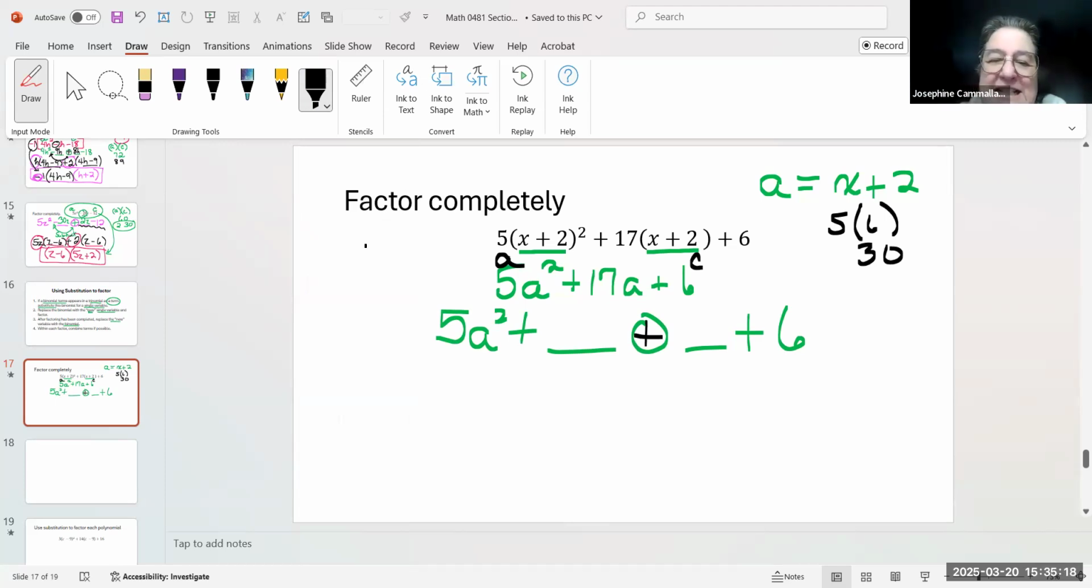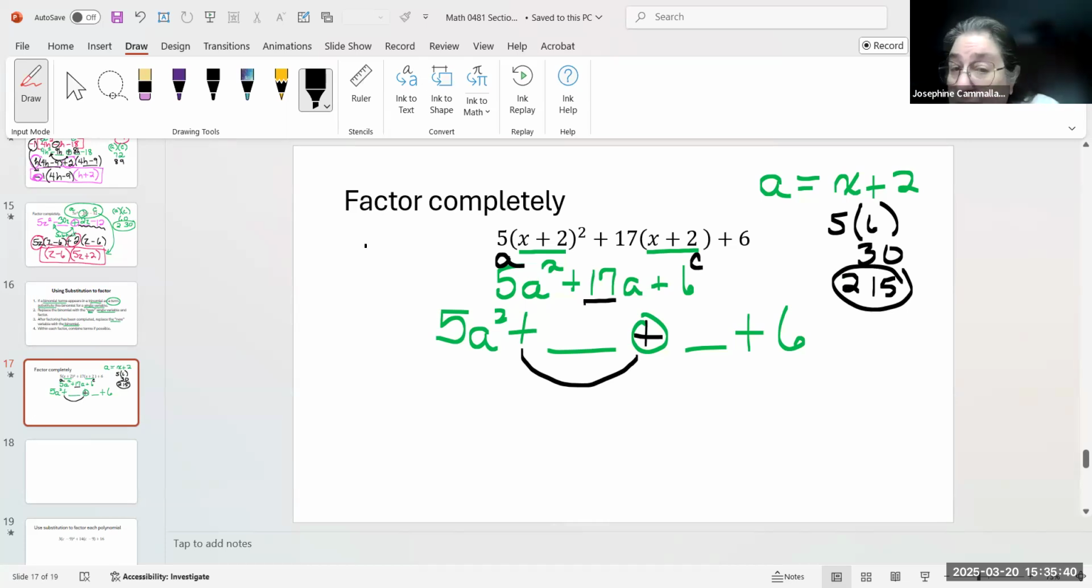Now, I want to get 17 by adding, because I have two positives. Do you know that 2 times 15 is what I'm looking for? I can think of all of the factors of 30. 1 and 30, 2 and 15, 3 and 10, 5 and 6. But the two that add to 17 is 2 and 15. So I'm going to put 2a here. I'm going to put 15 here.